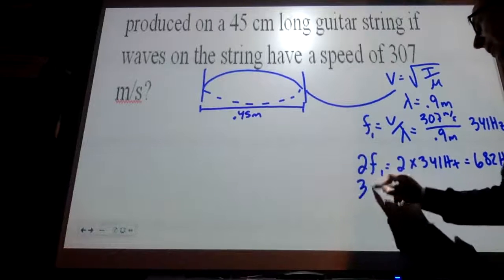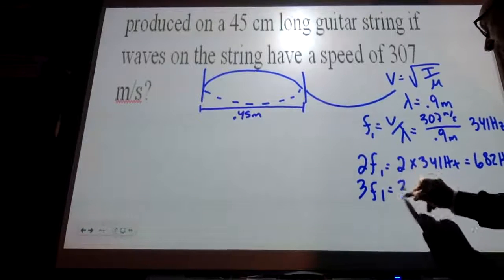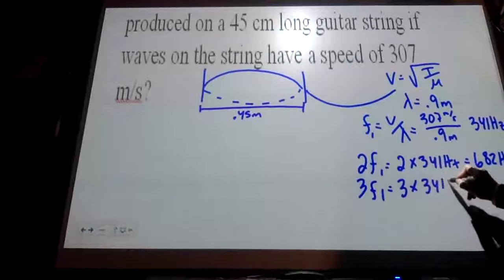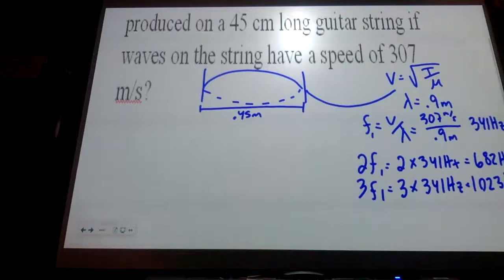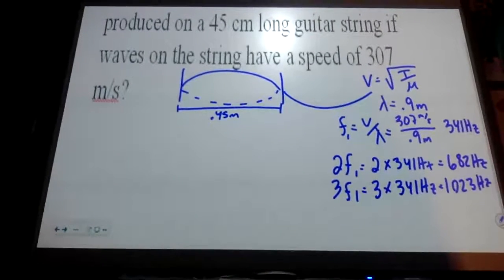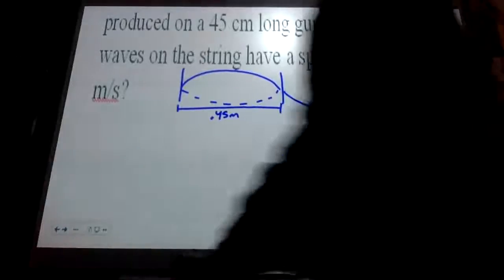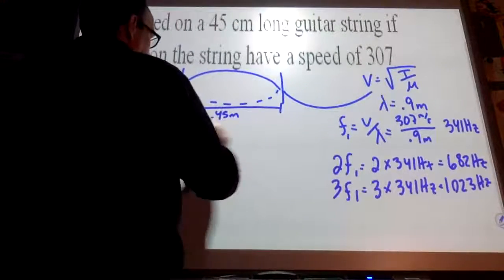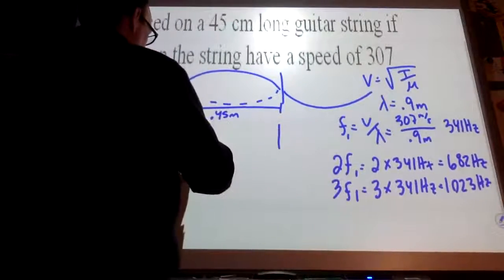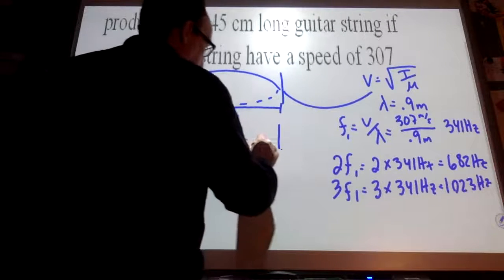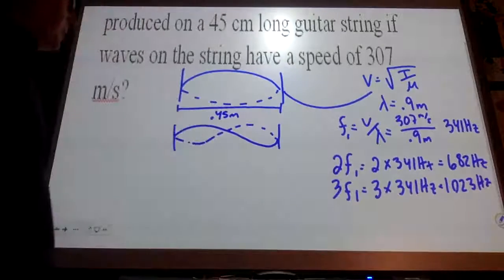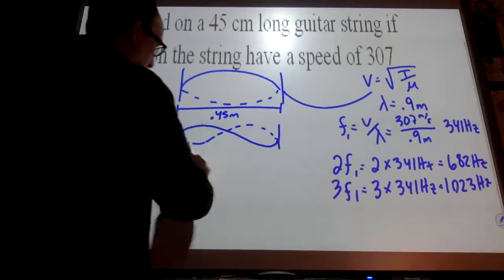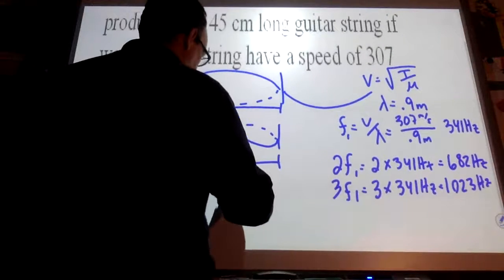To get my third one, I just tripled the original. I'm a little bit off the screen, so I'll move this over so you can see it. Second way to think about it, this length is constant. So now for my second harmonic, it fits a whole wavelength in there.